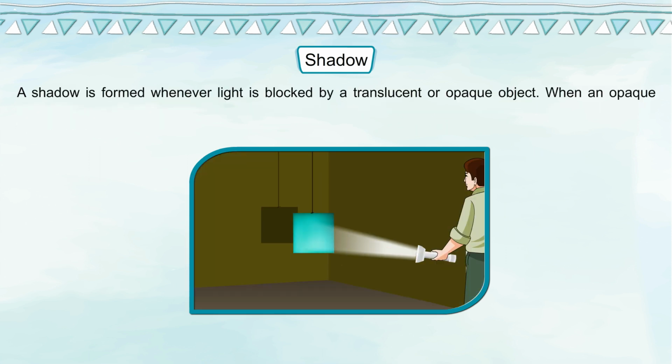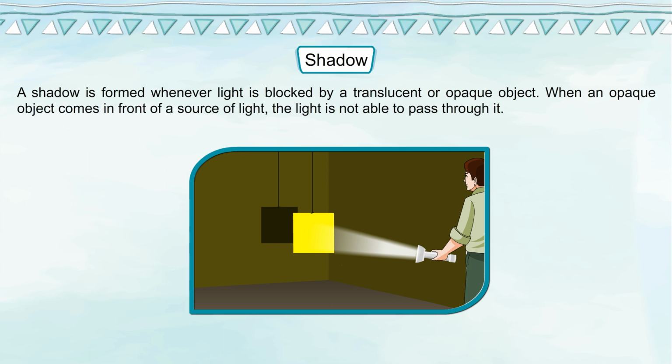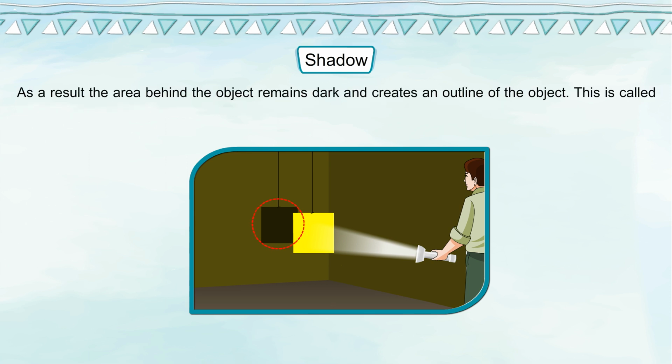A shadow is formed whenever light is blocked by a translucent or opaque object. When an opaque object comes in front of a source of light, the light is not able to pass through it. As a result, the area behind the object remains dark and creates an outline of the object. This is called the shadow of the object.